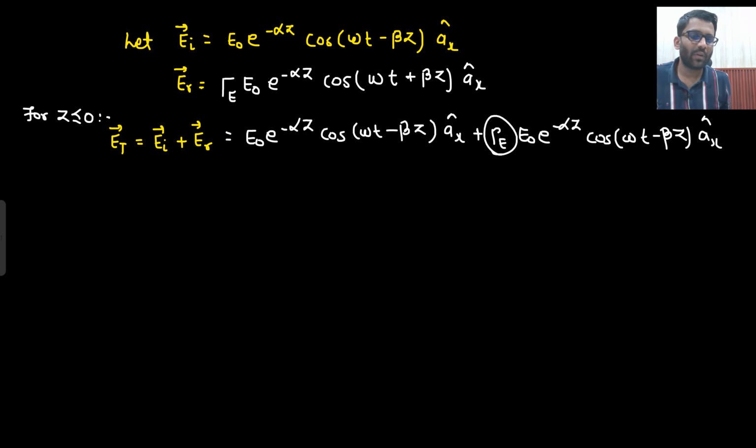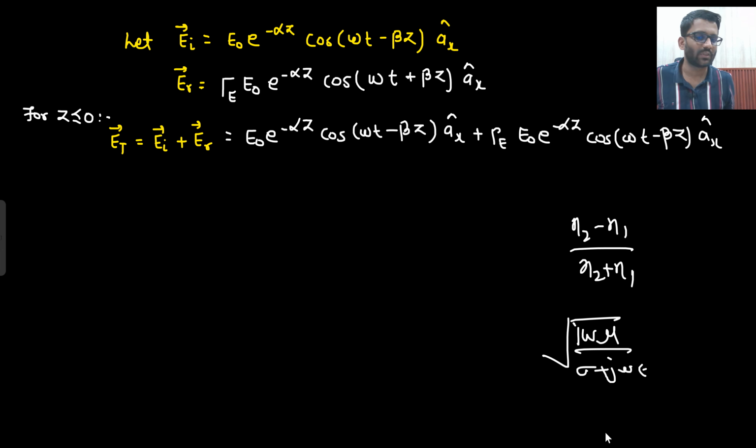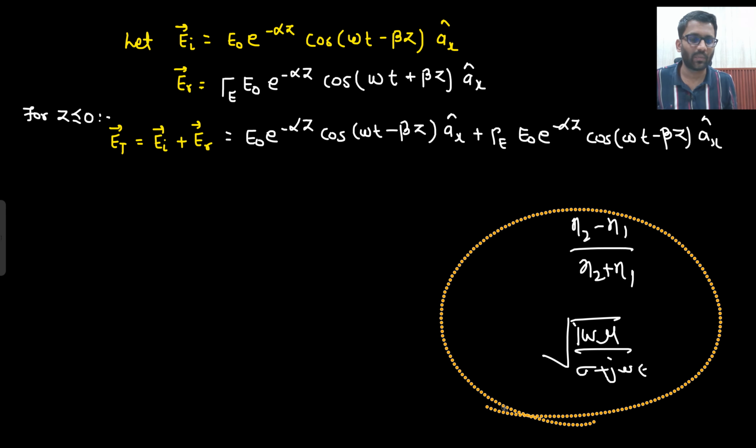Now, what do you know about gamma E? Gamma E is eta 2 minus eta 1 upon eta 2 plus eta 1. This eta can be complex, right? Eta can be complex because what is the formula of eta? Square root of j omega mu upon sigma plus j omega epsilon. So this could be complex, this could also be complex. So basically gamma E is a complex quantity.